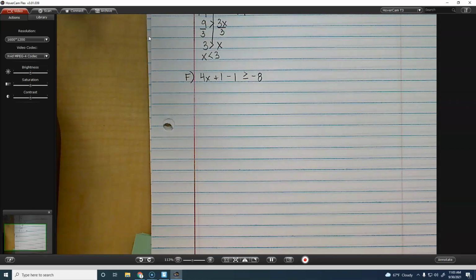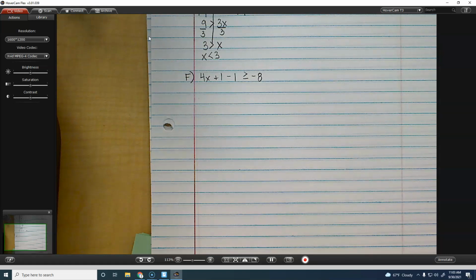So you guys divide by 2. 0 divided by 2. 0 divided by any number is 0. It's going to be 0 less than or equal to negative 1.